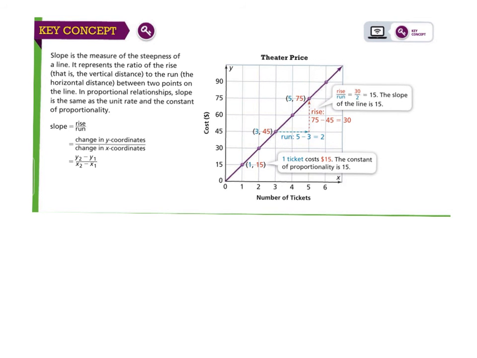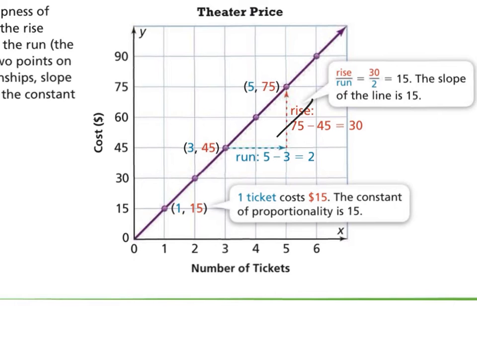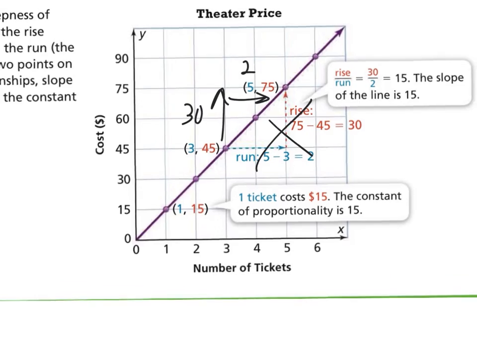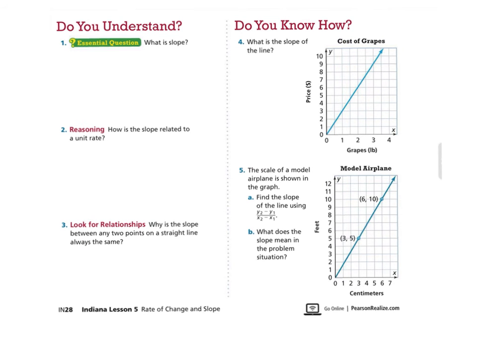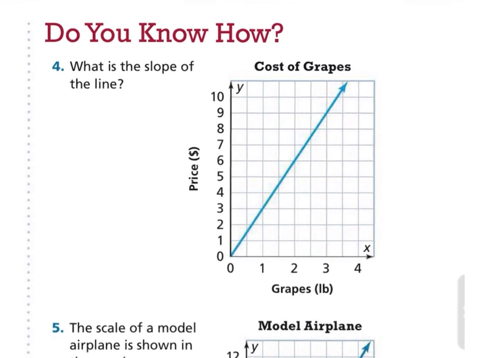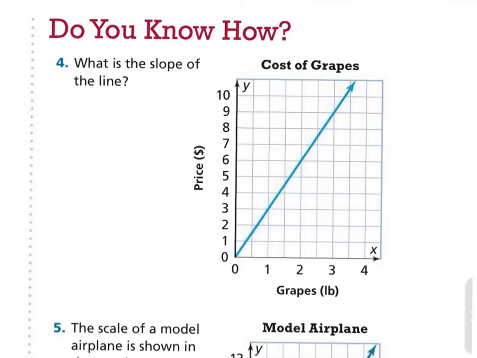The key concept just recaps things again, talking about rise over run, rise first and then run. So in their example here, they went up 30 over 2, and they got 15 when they worked that out. If we look at the do you know how number 4, they're asking what the slope of this line is. Something different on this problem, none of the points are marked. So you get to pick any 2 points that you want, as long as it goes through that point for sure.